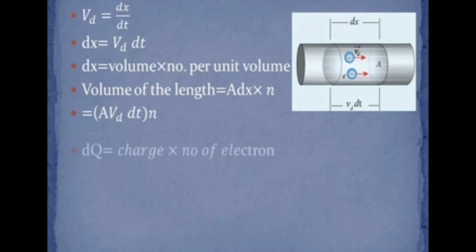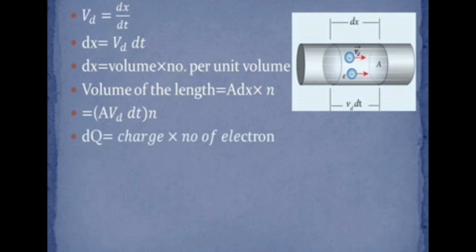So when we multiply, dq equals charge into number of electrons. Charge is e, multiplied by the number of electrons we have already calculated, that is A vd dt into n. So multiplying all the values, dq equals e into A vd dt into n.